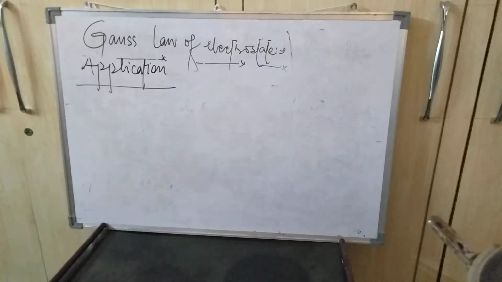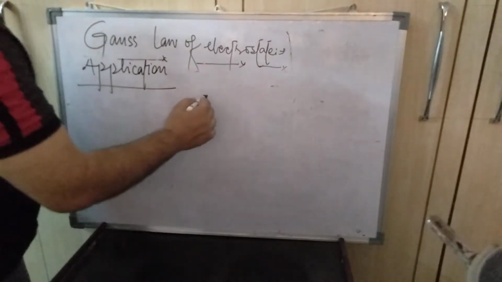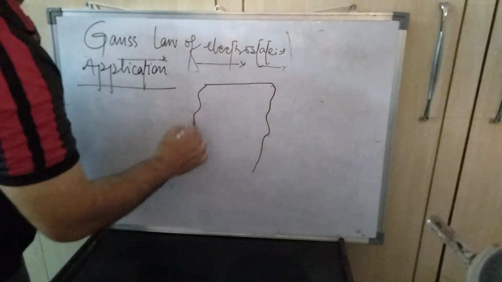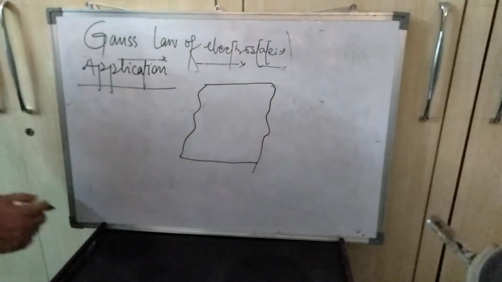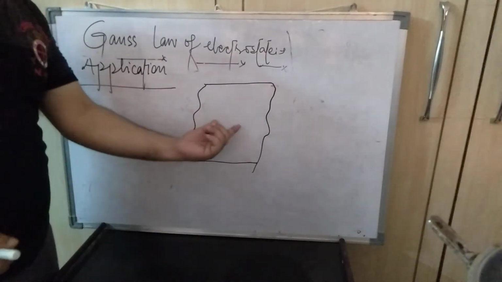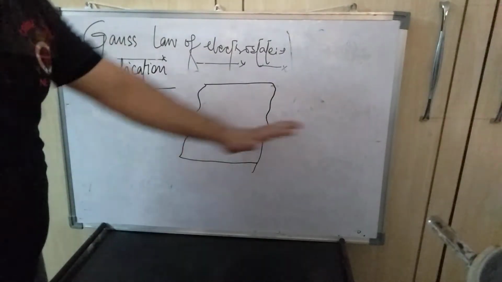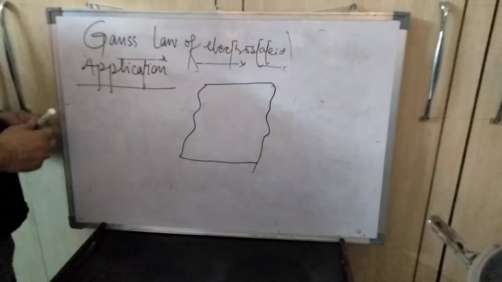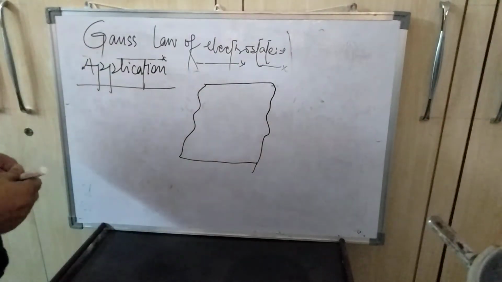Now we will see. Let us suppose there is a thin sheet, a sheet which is very thin and infinitely long. Now we are going to find out the resultant overall intensity passing through. Let us suppose we are considering a Gaussian surface.